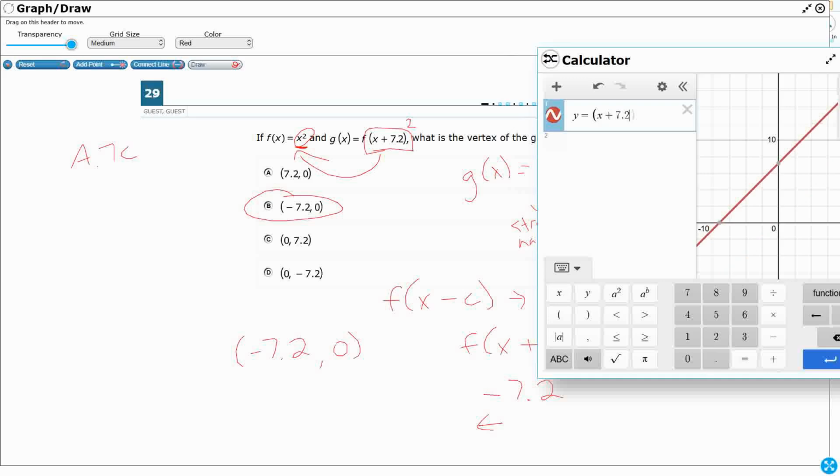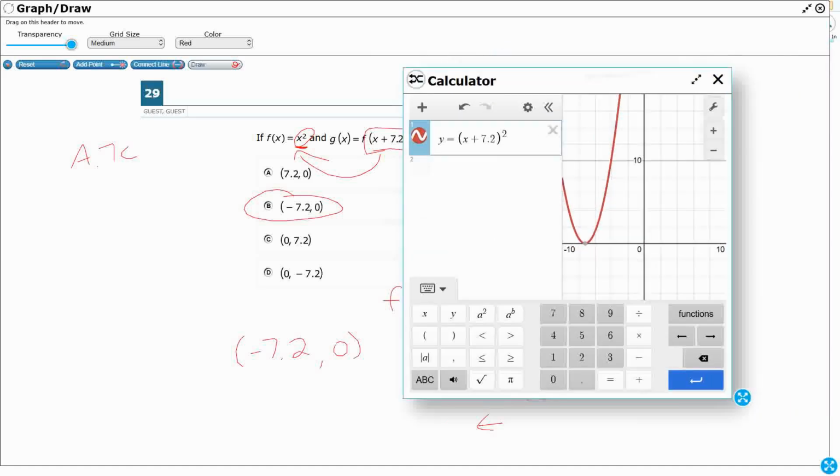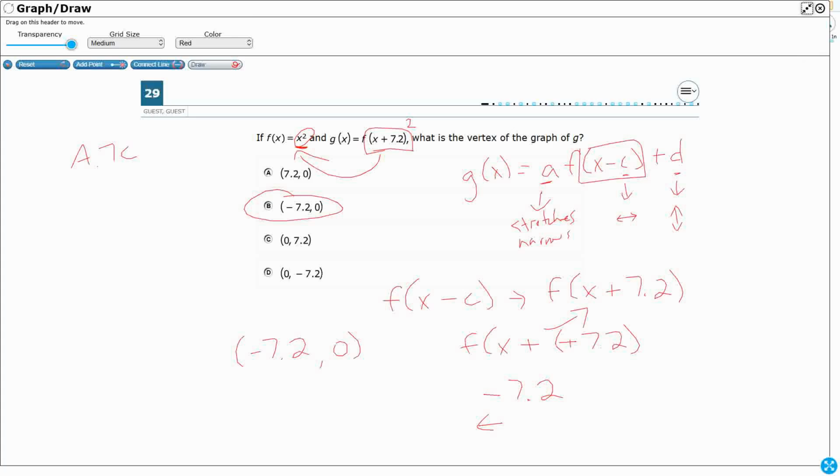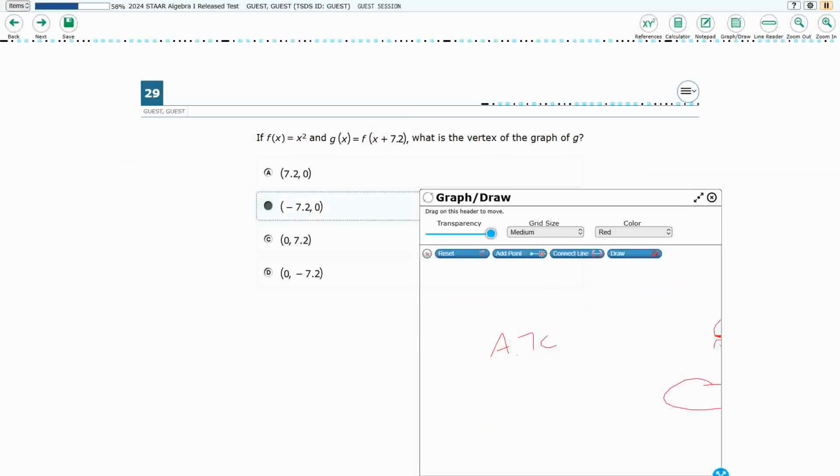7.2. Right now it's a line. So I know it's a quadratic. That's why we have to square it. Okay? So if we square it, we'll notice that my point right there is negative 7.2 comma 0. So if we put it in there, we need to make sure we square it to make it a quadratic. So that's another way to double check our work as well. So our answer is B.